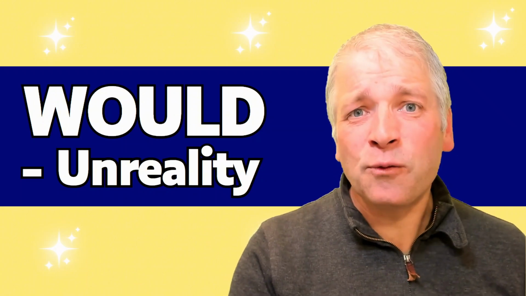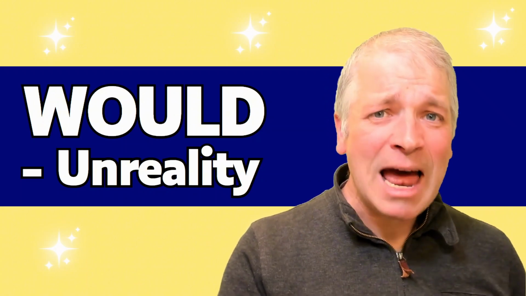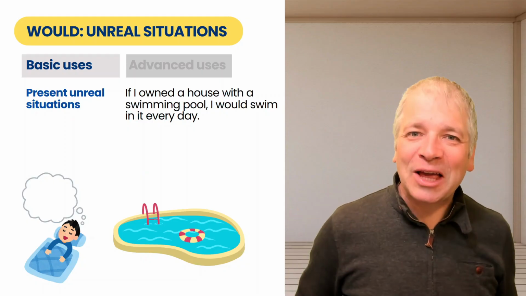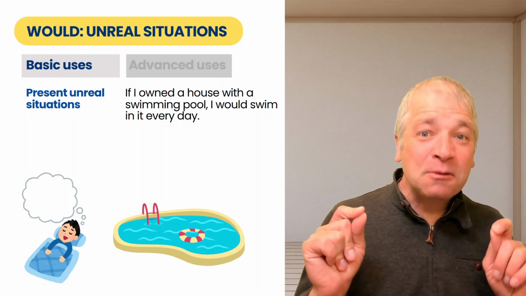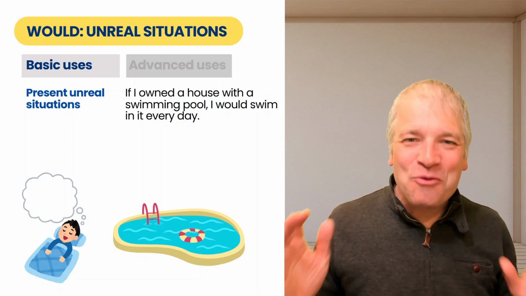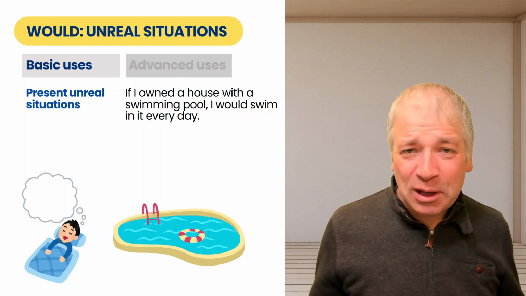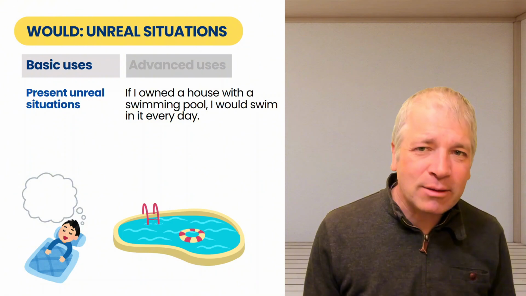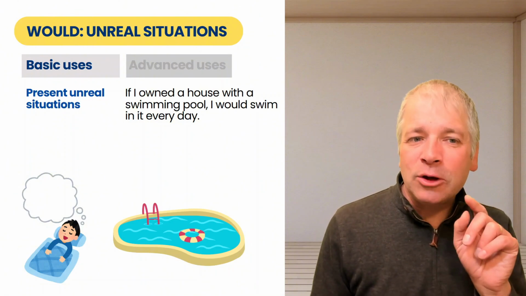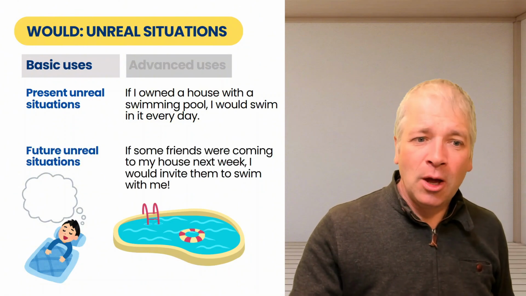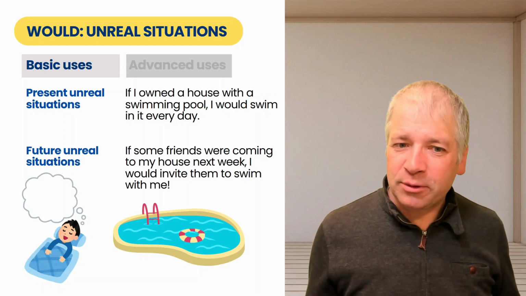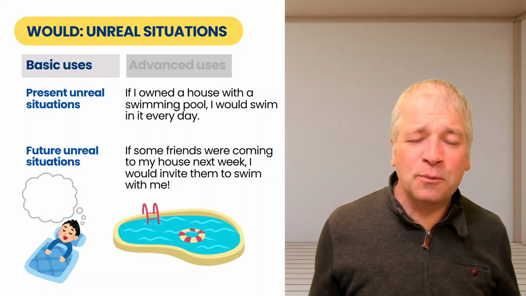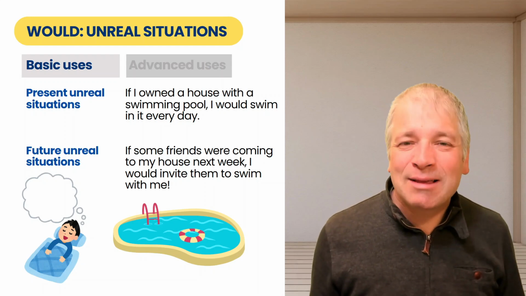One of the main uses of would is for unreality. Let's look at how we do this. Are you one of those people who dreams like this? If I owned a house with a swimming pool, I would swim in it every day. Is this a real situation? No, you're just imagining it. And this is a present, unreal situation, and we use would for this reason. Also for future unreal situations. If some friends were coming to my house next week, I would invite them to swim with me. The form is exactly the same here.